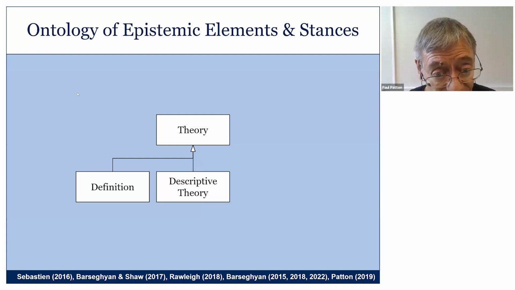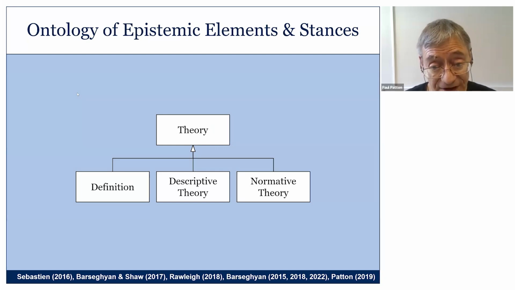Then there are descriptive theories. Most of the theories I've mentioned so far, general relativity theory, special relativity theory, quantum physics, Darwin's theory of evolution by natural selection are all examples of descriptive theories. And finally, there are normative theories. Normative theories tell you what you ought to do. Like, for example, you ought not to fake your data.